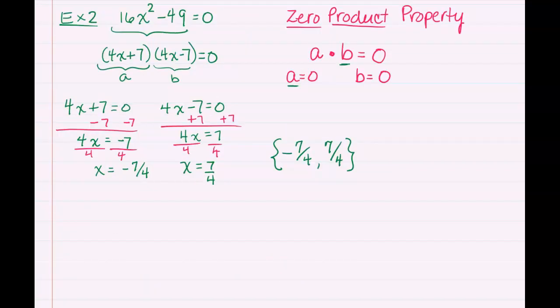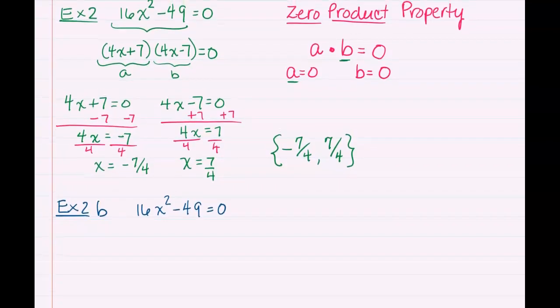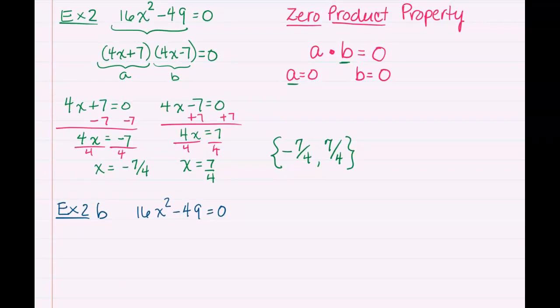So I want to go back to our example number 2 here. I'm going to call it example number 2b. It's the same problem. We have 16x squared minus 49 is equal to 0. I wanted to show you a different way of solving this particular problem. What I'm going to do is start to get x squared by itself. So I'm going to add 49 to both sides, and we see that we have 16x squared is equal to 49. And I'm going to divide both sides by 16.